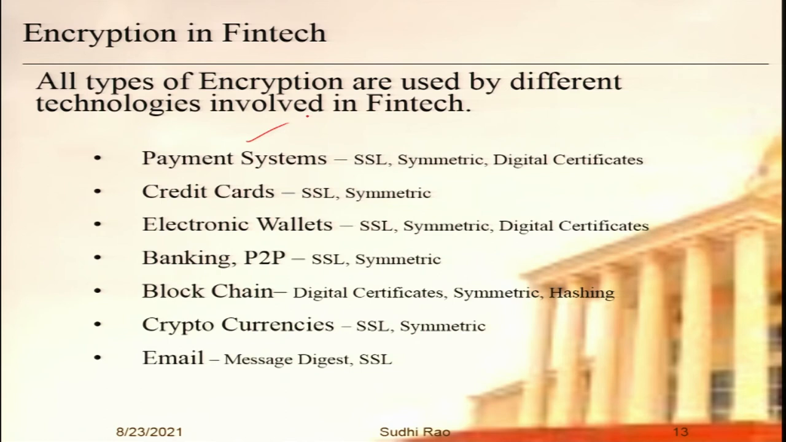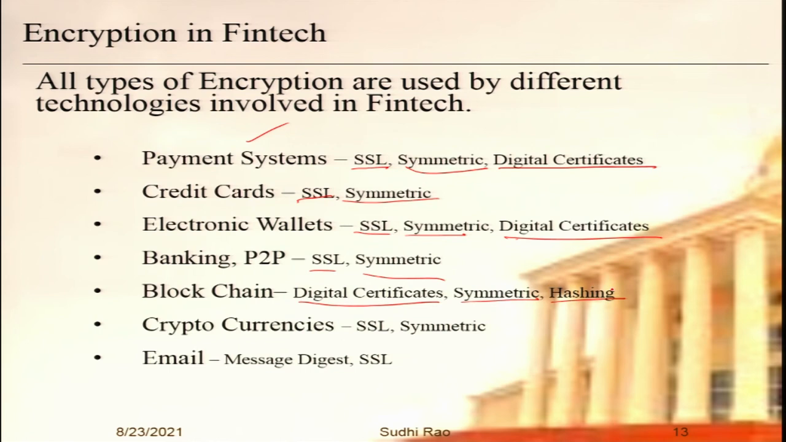Payment systems, which we will see in some detail, use SSL, symmetric key algorithms, and digital certificates. Credit cards use secure socket layer, and they also use symmetric keys for both encryption and decryption. Electronic wallets, like the ones we use on our mobiles, like MobiKwik, Google Pay and Paytm, all use SSL, symmetric encryption and digital certificates. Banking and peer to peer lending, we will see details of that later, all use SSL and symmetric encryption. Blockchain uses digital certificates, symmetric encryption and hashing, which is one-way encryption.